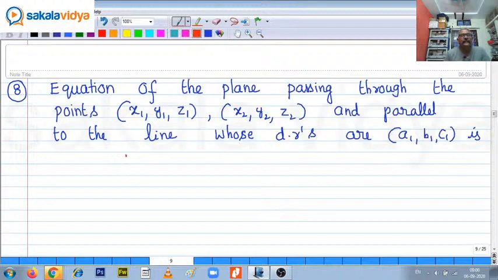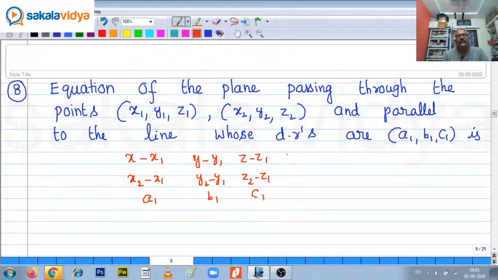So that is x − x1, y − y1, z − z1. Next this is x2 − x1, y2 − y1, z2 − z1, and next write down A1, B1, C1. The determinant equals 0. This is the determinant of the matrix.